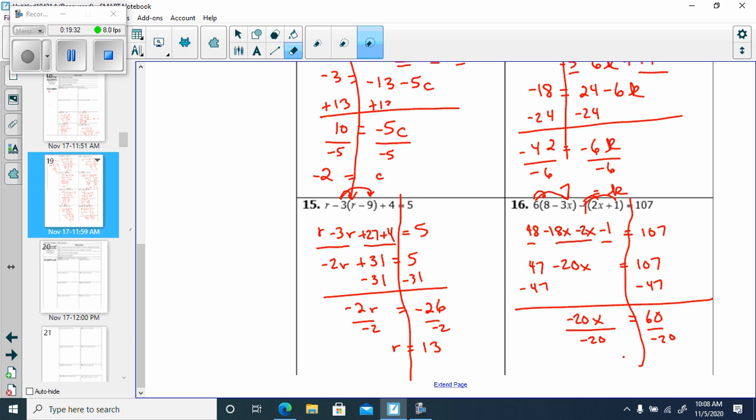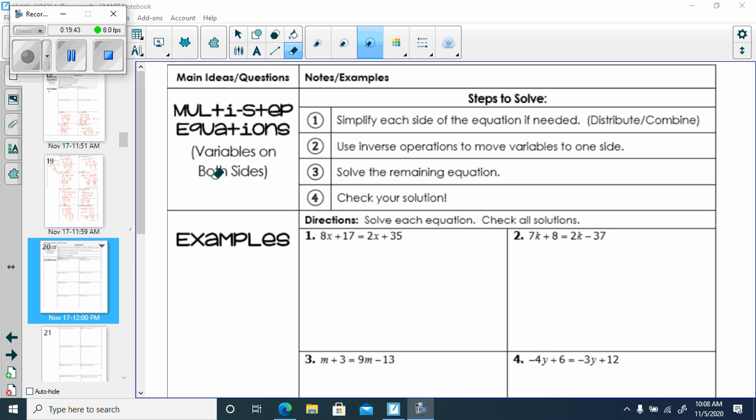And I've got x is equal to negative 3, correct? Okay. For now on the page it says multi-step equations, variables on both sides, number 1.